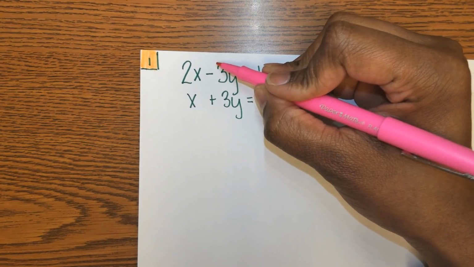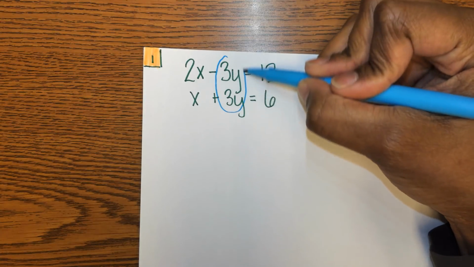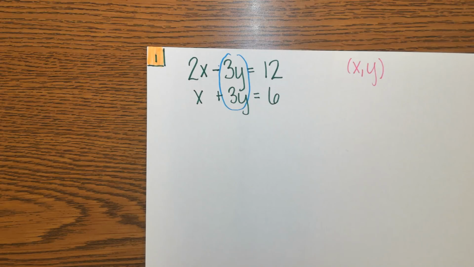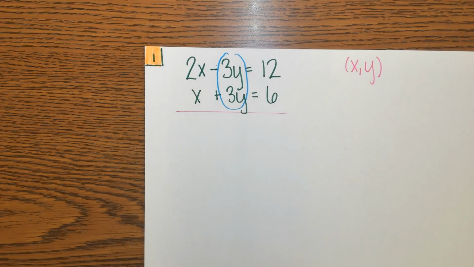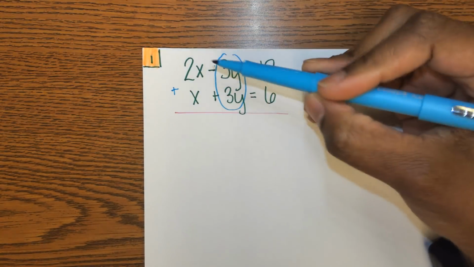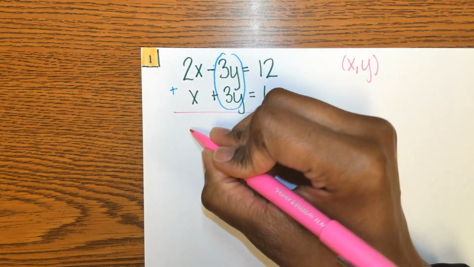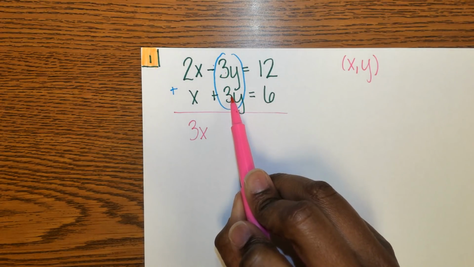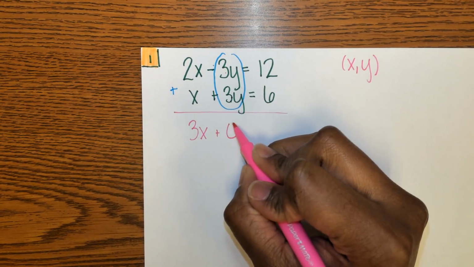In this case, I can see that I have 0 pairs with my y's right here, because I've got a positive and a negative 3y. So because of that, those are the ones that I'm going to try to eliminate. I'm going to add together my two equations here. 2x plus x gives me 3x. And then I have the 3y and negative 3y plus 3y. Those cancel each other out, so I have 0.